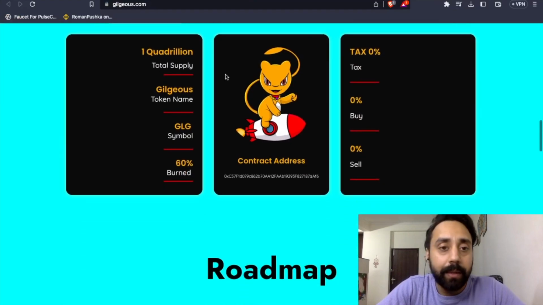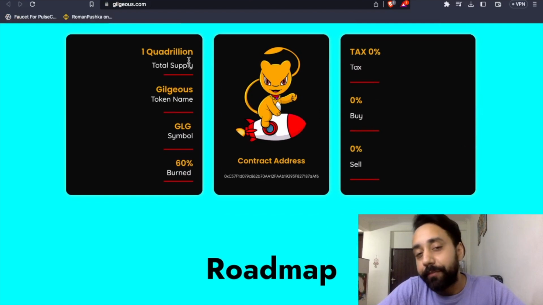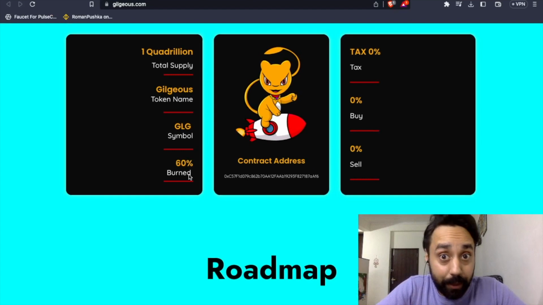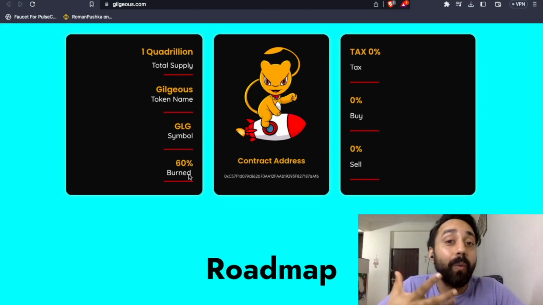And this is the tokenomics. 1 quadrillion, which should be 15 zeros. GLGS is the token name. GLG is the token symbol. 60% of it is already burned. So this is very good news.